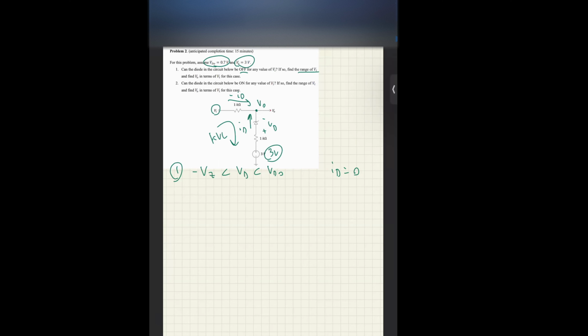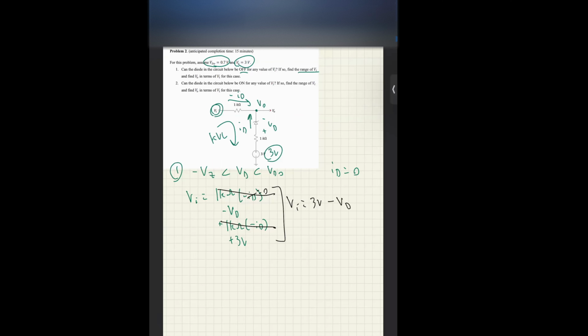So we'll do our KVL. We can see we have VI, so this here is equal to 1K ohms times negative ID minus VD plus 1K ohm times negative ID plus 3V. So first of all, in our situation, this is off. So if this is off, that means ID is equal to 0, so this is equal to 0, this is equal to 0. And then we have our KVL telling us that our circuit input voltage is going to be equal to 3 volts minus VD.